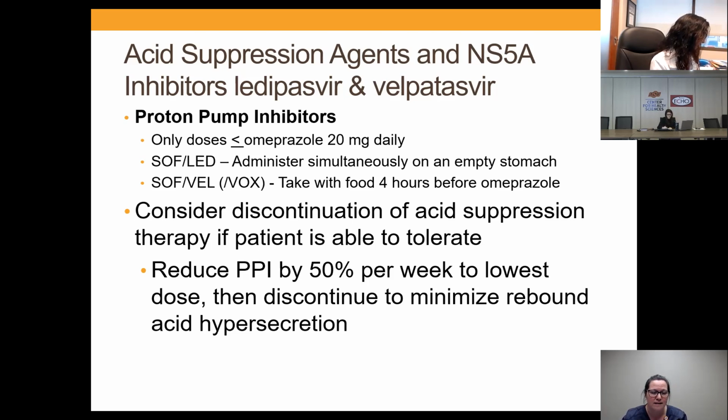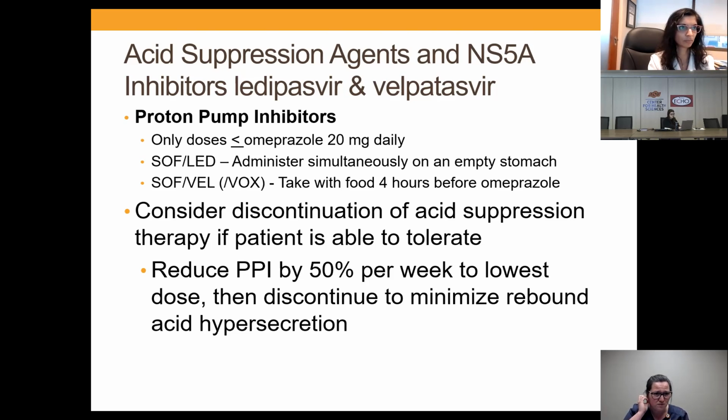And honestly, we like to have patients off of all proton pump inhibitors if possible, just in case they use more than prescribed, and just to give them their best shot of cure. And that's kind of what I tell the patient. It's like, hey, this is your chance. Let's see what we can do here.